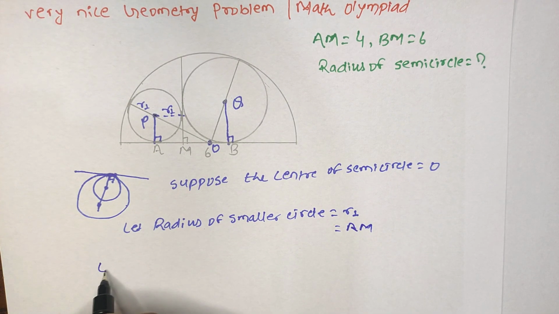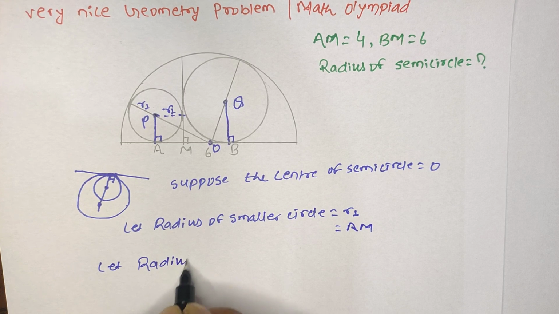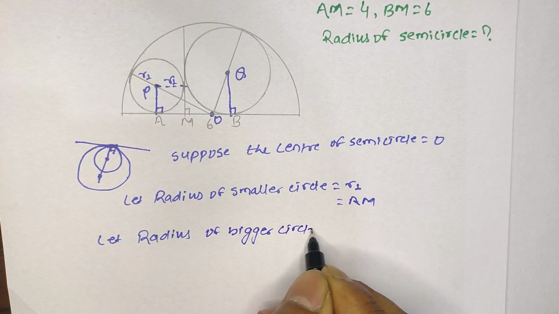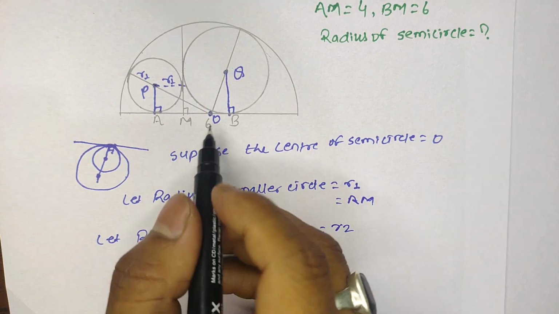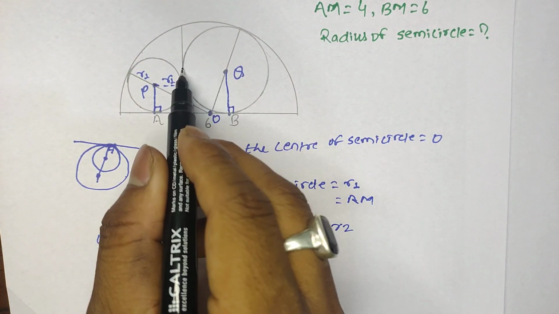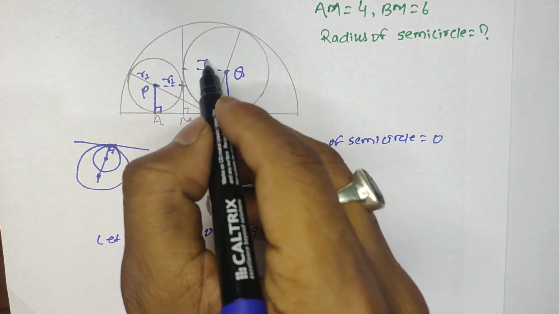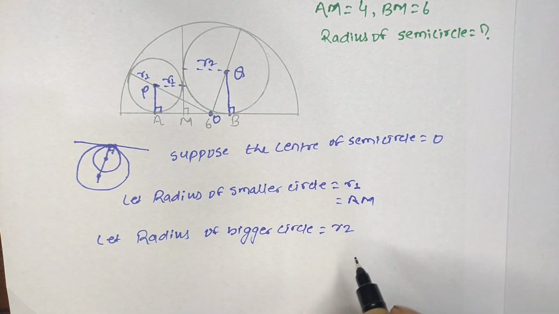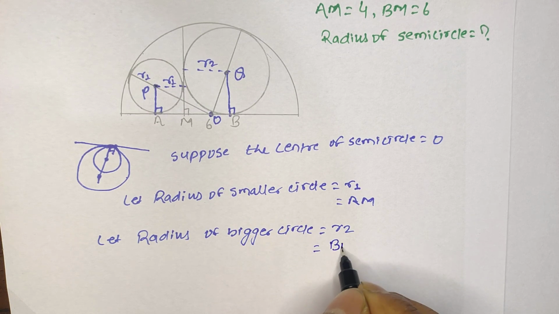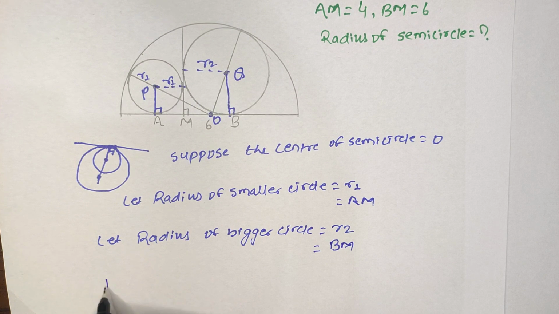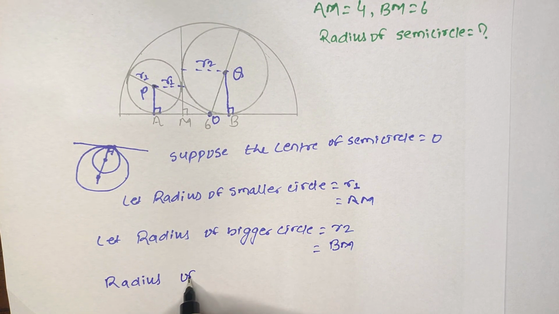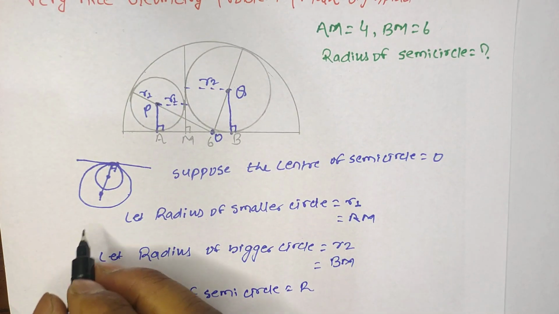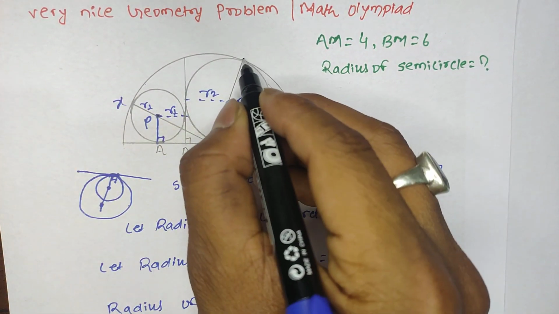Similarly, we are going to let the radius of the bigger circle be R2. Here you can see that if I draw a line here, then this line is the radius of this bigger circle, and this R2 is also equal to this as well as this line. So I'm writing here R2 is equal to BM, isn't it? And then the radius of the semicircle as R. Assume that this point is X and this point is Y.